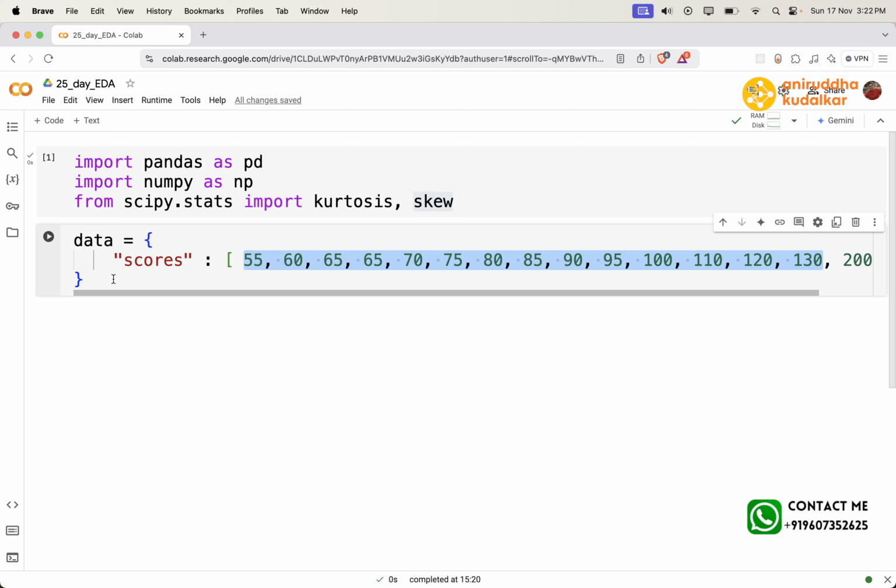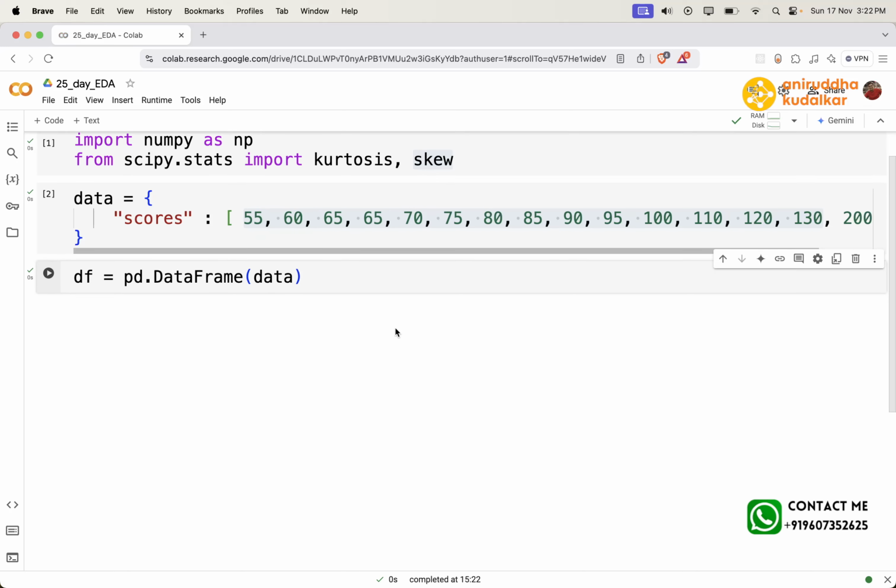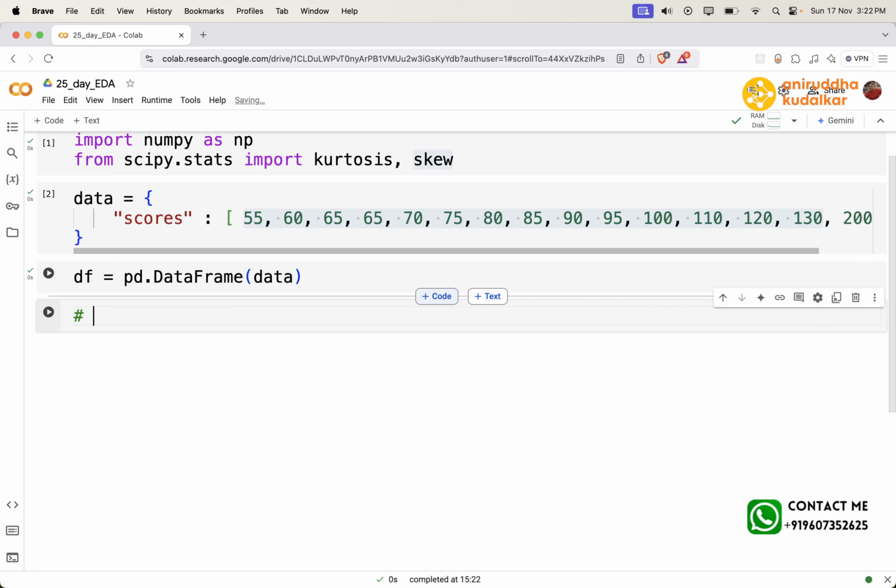Now let's try to calculate a few things. Let's convert this to a data frame first. df equals pd dot DataFrame. We have created the data frame. Now you tell me, how do we calculate the central tendency?